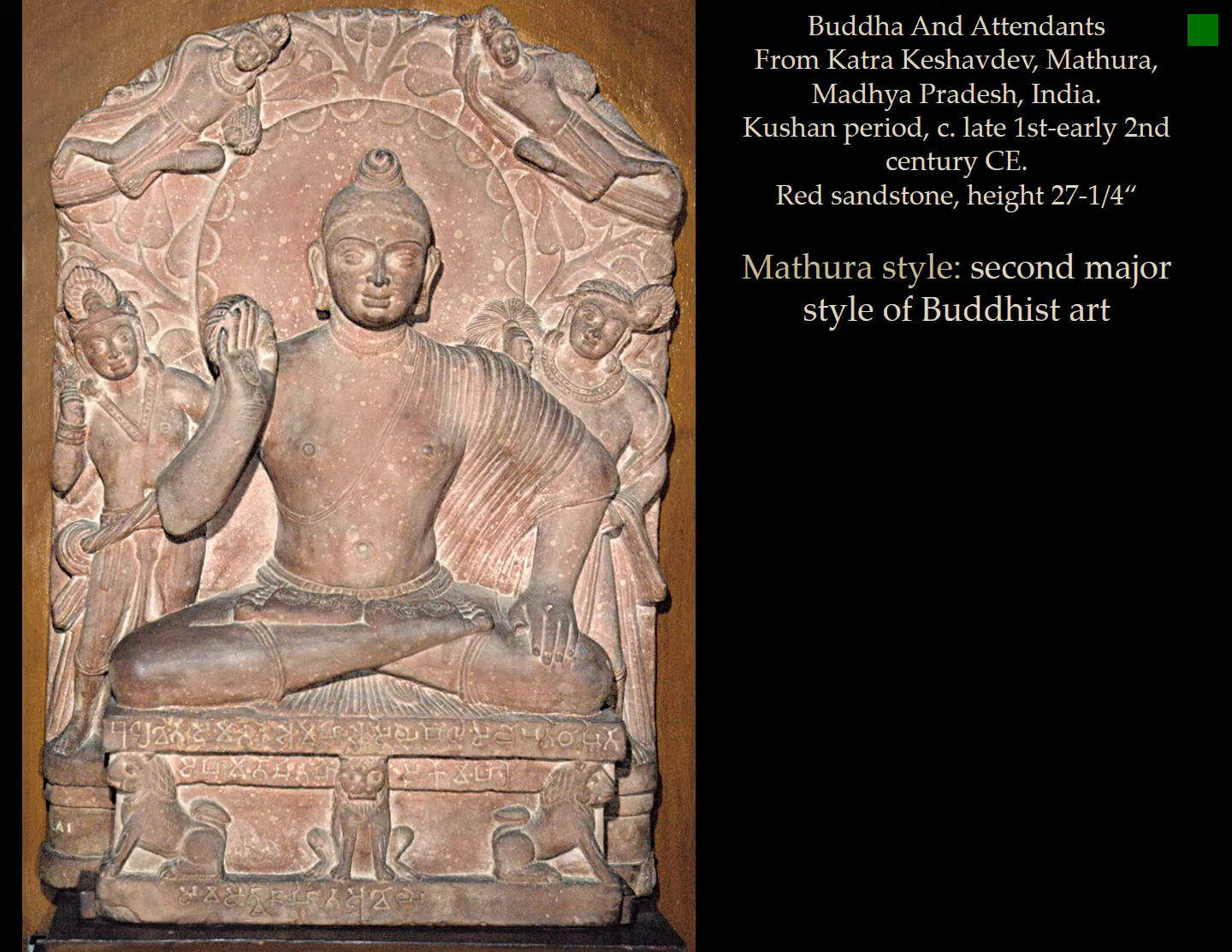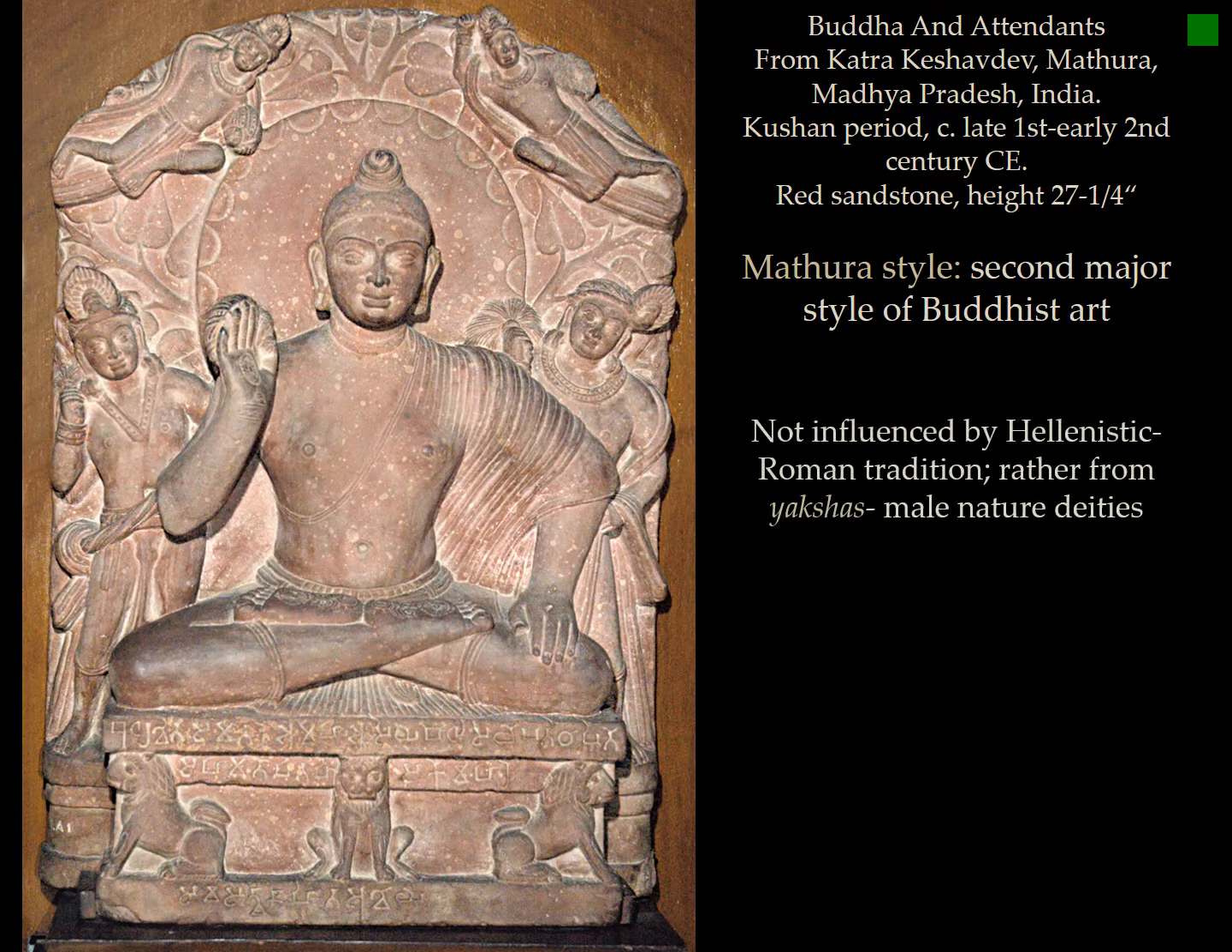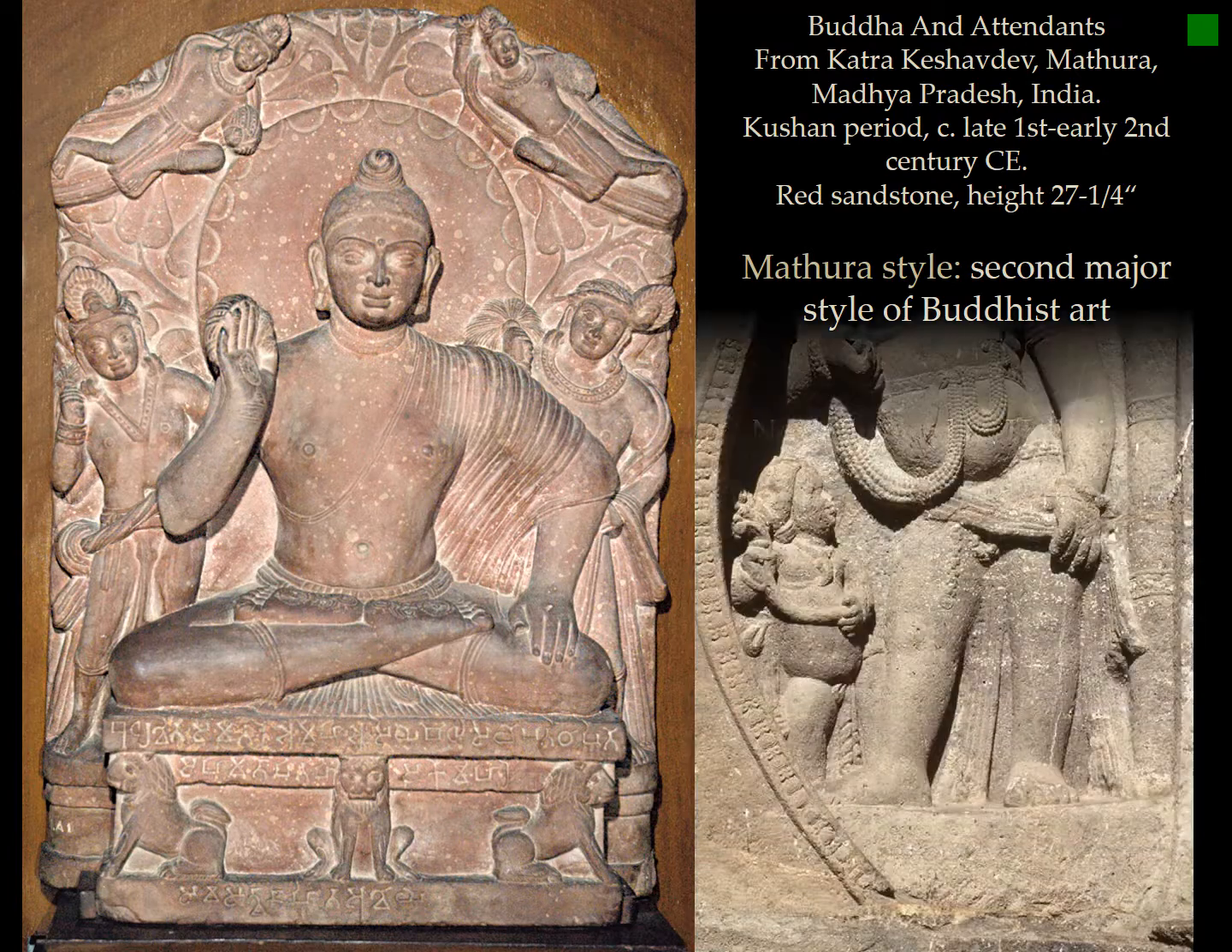Now, turning to the Mathura style, we have the second major style of Buddhist art. Here we have Buddha and attendants that are going to be found in the Mathura period in India at Uttar Pradesh again. This one was created in the late 1st and early 2nd century Common Era. This is not influenced by the Hellenistic and Roman tradition, and instead comes by way of the Yaksas, the male-natured deities that were shown in images surrounding the Great Stupa and other stupas or Buddhist temples.